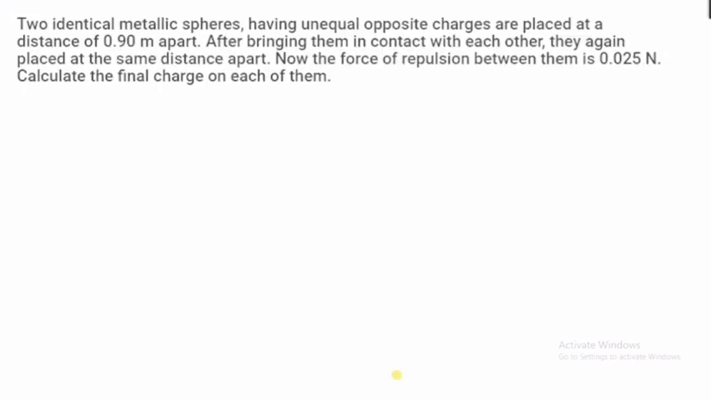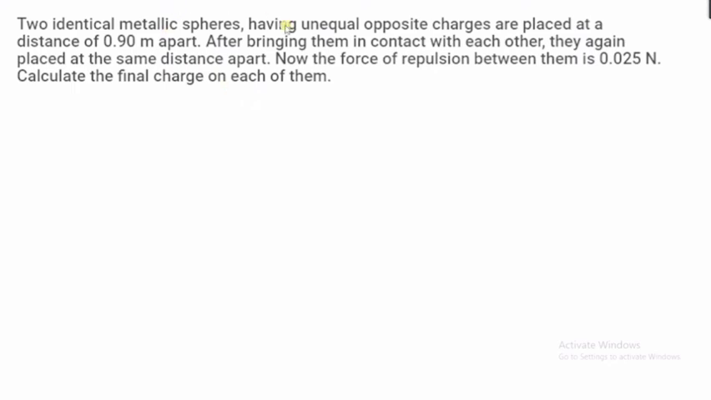Next question. Two identical metal spheres having unequal opposite charges are placed at a distance of 0.9 meter apart. After bringing them in contact with each other, they are again placed at the same distance apart. Now the force of repulsion between them is 0.025 Newton. Calculate the final charge on each of them.